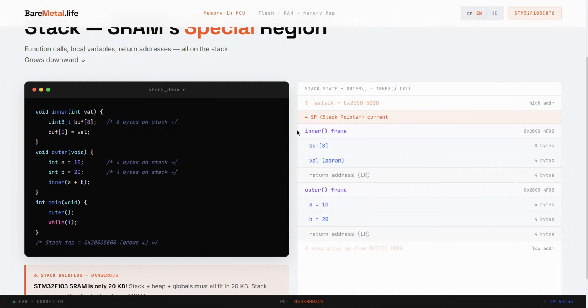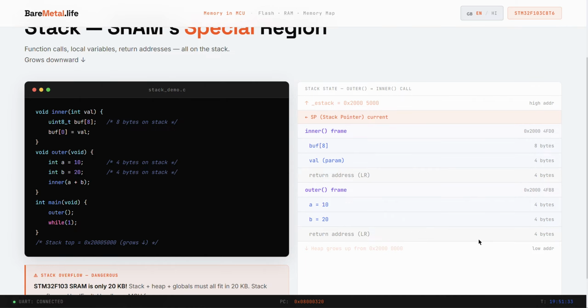Now let's see what happens step by step when this program runs. The first step: the main function calls outer. The moment outer is called, the CPU creates a stack frame for it. A stack frame is simply a dedicated block of memory on the stack reserved for that function. Inside this frame, we get A equals 10, 4 bytes, B equals 20, 4 bytes, and a return address, LR, 4 bytes. This tells the CPU where to go back after outer finishes.